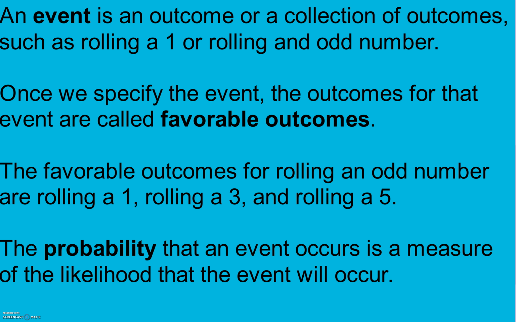An event is an outcome or a collection of outcomes, such as rolling a 1 or rolling an odd number. Once we specify the event, the outcomes for that event are called favorable events, so things that we want. So if we say we want to roll an odd number and roll a 1, that's good. The favorable outcomes for rolling an odd number are rolling a 1, a 3, and a 5. The probability that an event occurs is a measure of the likelihood that the event will occur.